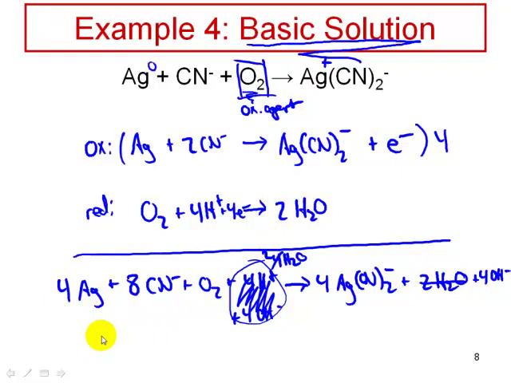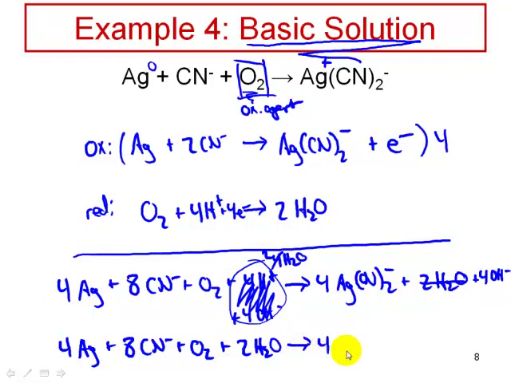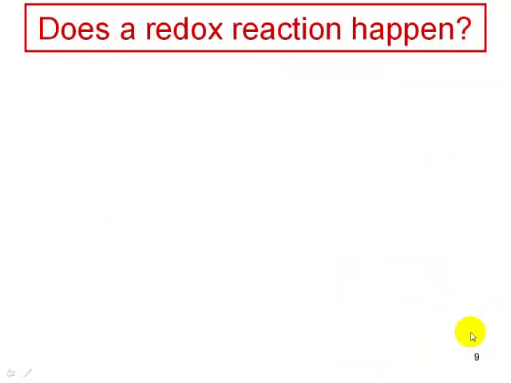So now if I write down the overall total balanced equation, we're going to have 4 silver plus 8 cyanide plus O2 plus 2 H2O yields 4 silver cyanide complex ions plus 4 OH minus. And life is beautiful, ladies and gentlemen. This is the total balanced equation for that reaction. Now, that's how you balance a redox reaction.